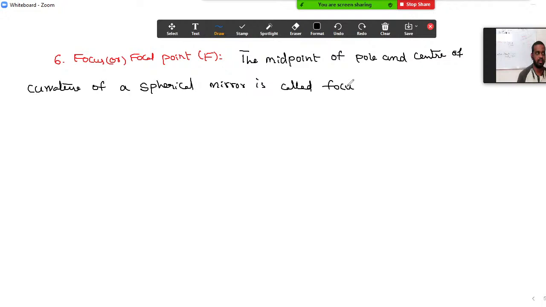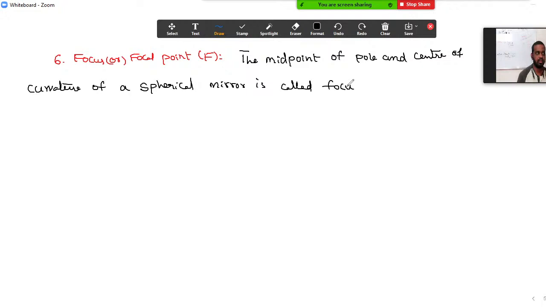The seventh definition is definition number 7, focal length. The distance from pole to focus. See, remember, all the distances in the case of a spherical mirror should be measured from the pole.